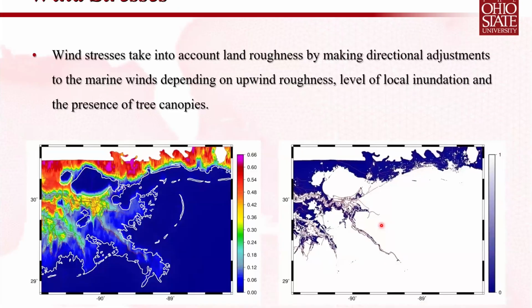And then the other major factor that's summarized in those terms are the wind stresses. And of course, that's the primary driver of the flow when we're looking at storm surge. And this takes into account land roughness, and it makes adjustments depending on the upwind roughness and the level of local inundation in the presence of things like tree canopies, for example. So there's a lot of physics that's built into the models and a lot of parameters that are required, which requires us to input a lot of data into the model in order to try to get accurate predictions.